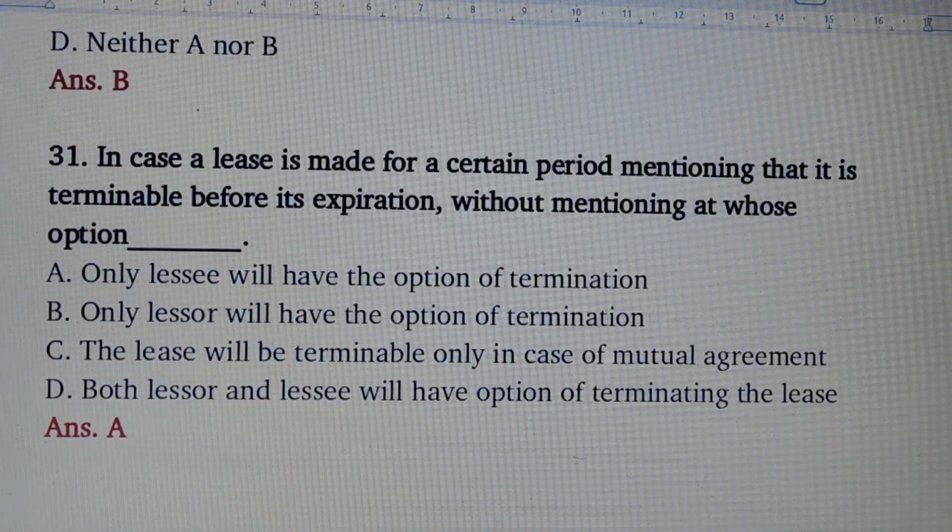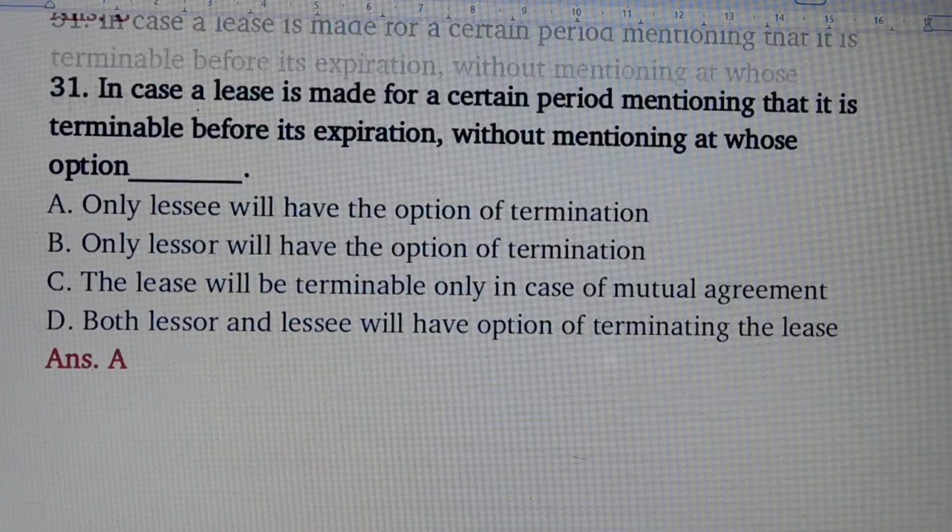Question number 31. In case a lease is made for a certain period mentioning that it is terminable before its expiration without mentioning at whose option, dash. Answer is option number A, only lessee will have the option of termination.